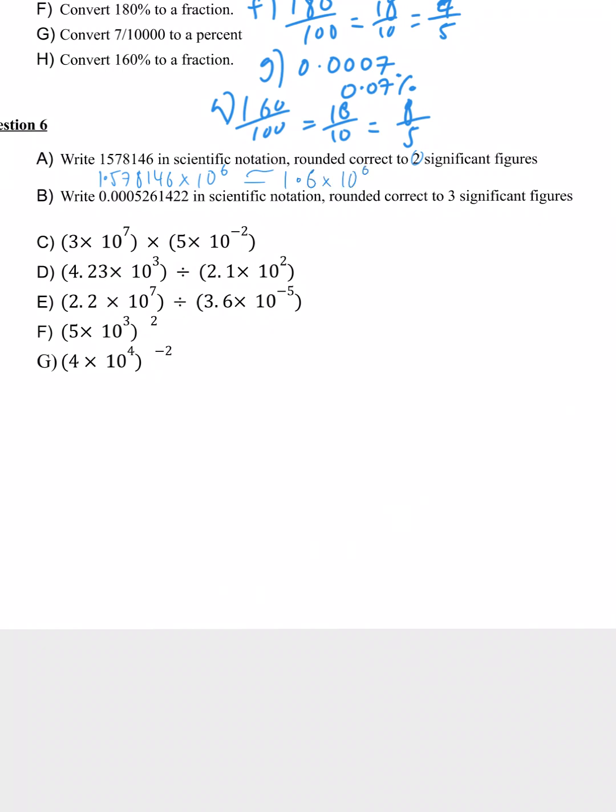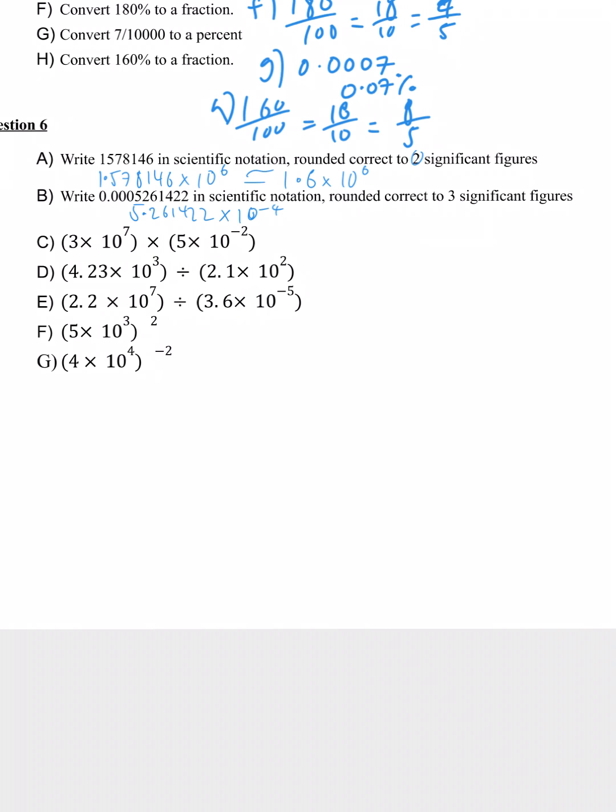So that's your number, 1.6 times 10 to the power of 6. On this number, it's going to be 5.261422. So put the decimal point after the first number there, times 10 to what power? Well, what would we have to do to get back from this number to the original? If we divide by 10, our decimal point moves 1 over here. So this would be 1, 2, 3, 4 divisions by 10 to get back. So that's a power of minus 4. Divide by 10 4 times.